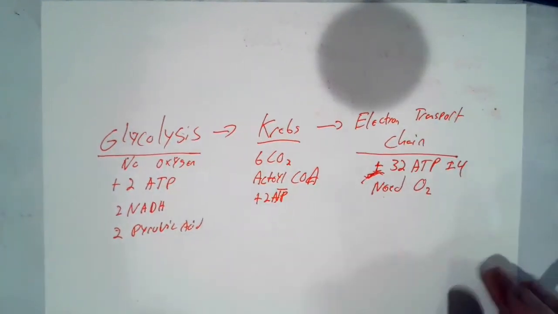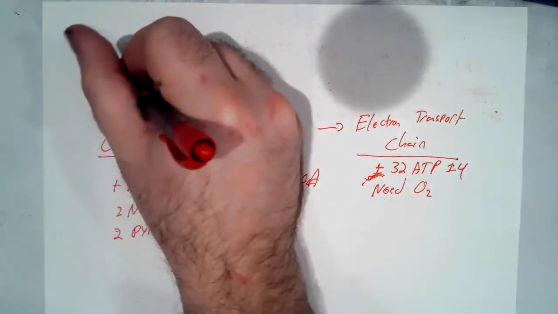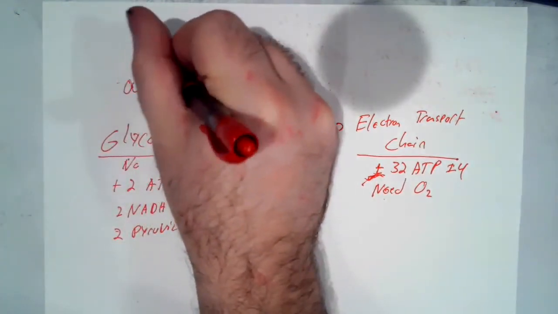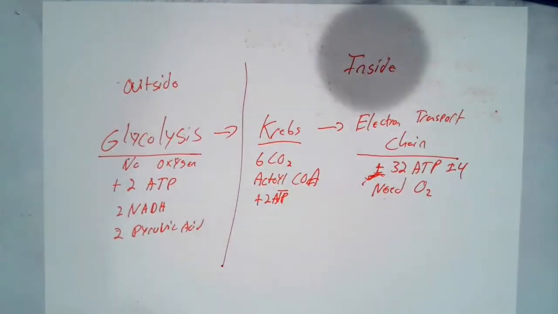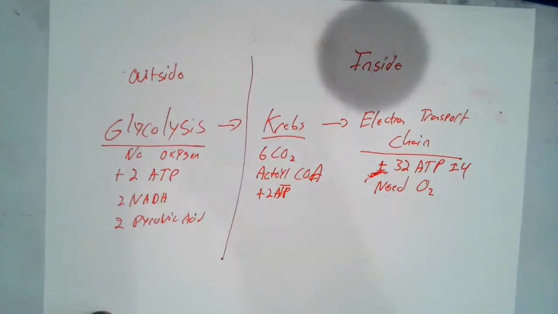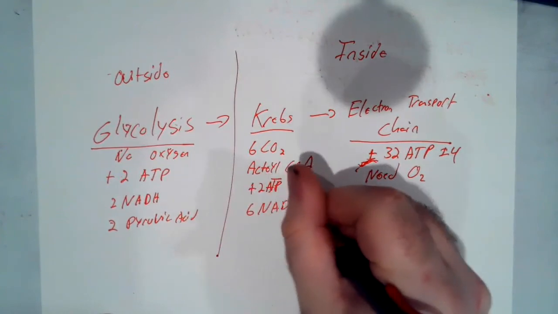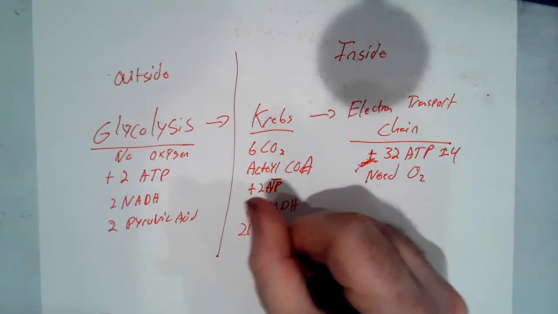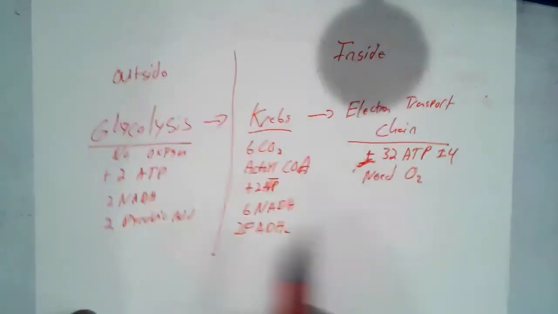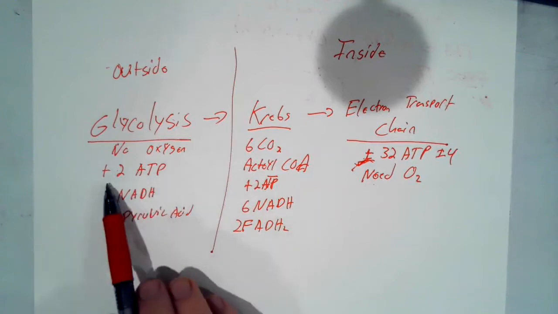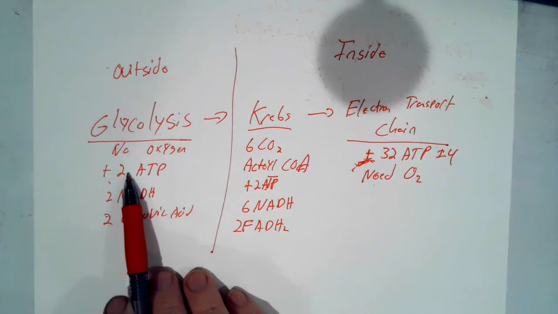And as far as location, outside the mitochondria, we'll just say outside and inside. Okay. Sorry, we make 6 NADHs and 2 FADH2s here. So essentially what happens is outside the mitochondria, you actually pay 2 ATP to get in, but you get 4 in return, so that's a net 2 of ATP.